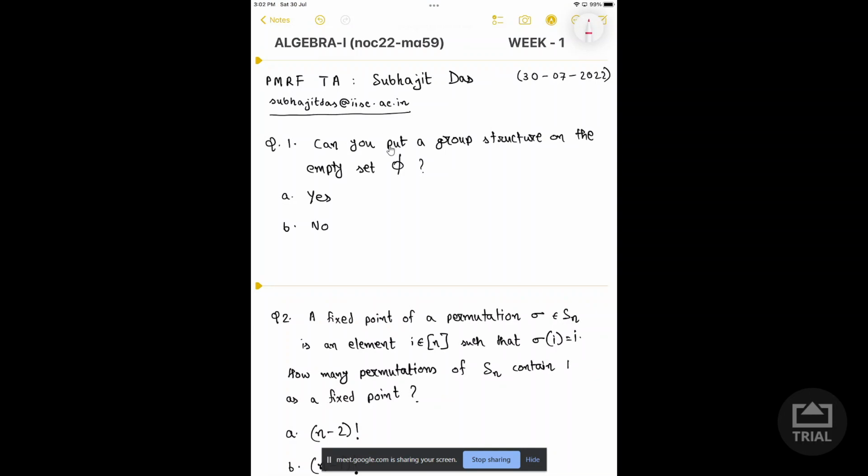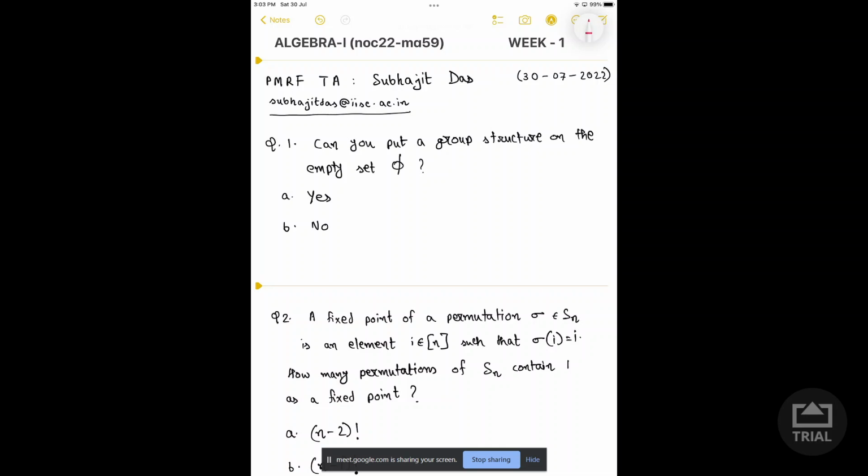So we start with a very simple, basic conceptual question. You are fully aware of what a group is. What are the group axioms? That is the definition of a group. So this is our first question: can you put a group structure on the empty set?